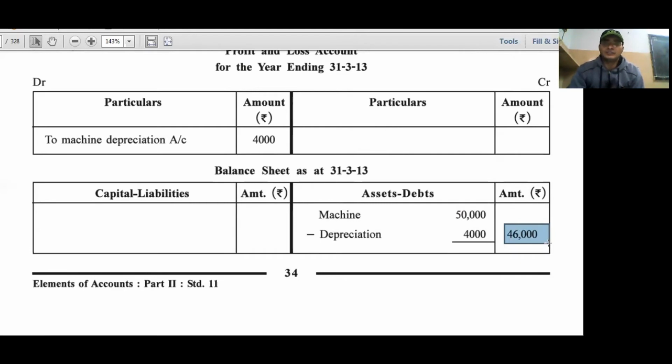Okay, there is a chapter that you all have to learn further, that is final accounts, where we have to prepare the P&L account as well as the balance sheet, that is profit and loss account and balance sheet. In the profit and loss account, you have to record on the debit side all the expenses and losses. Depreciation is our expense. So you have recorded 4,000 rupees, whereas in the balance sheet asset side the machine value is 50,000, out of which the depreciation value is 4,000. So the final answer is 46,000. This is the final one.